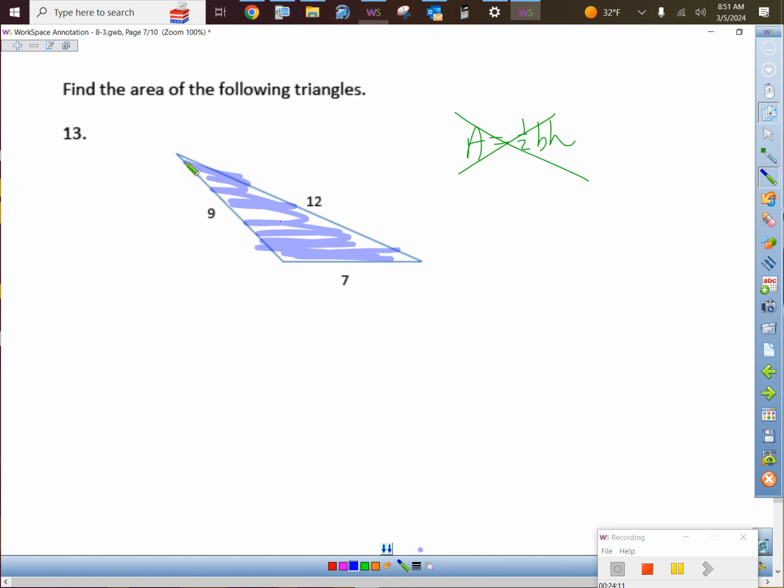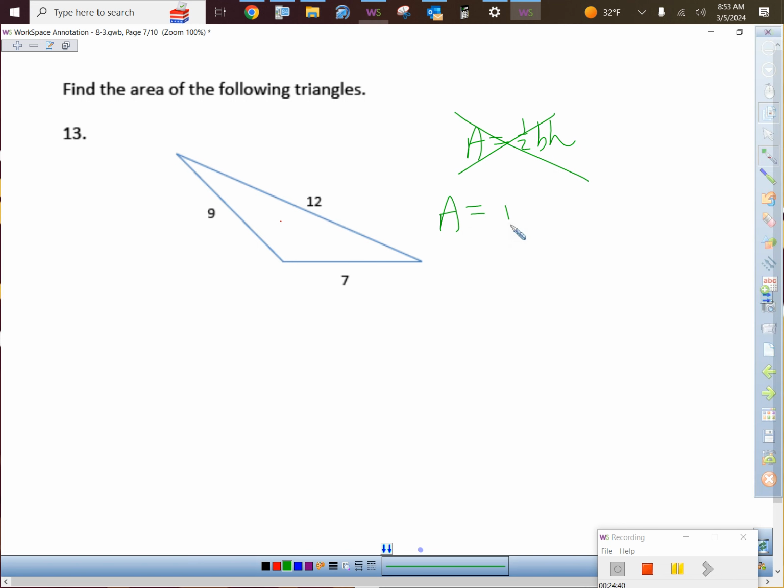What's the name of that formula? Hero's formula. It's actually called Heron's formula. The person that created this formula, his last name was Heron, but for some reason most people call it Hero's formula. They just drop the N off of it. So here's what it is. Area equals square root of S times (S minus A) times (S minus B) times (S minus C). Please correct me if I'm wrong. Is that the right formula?